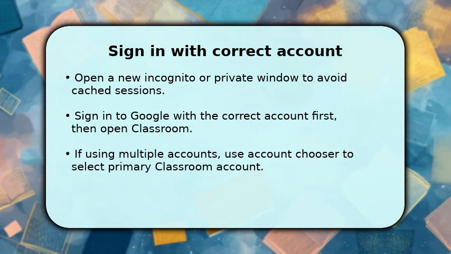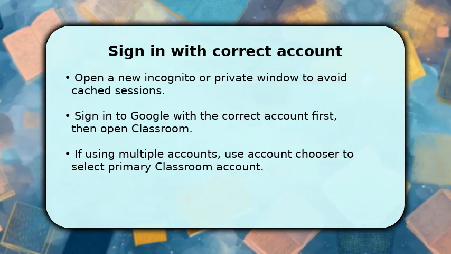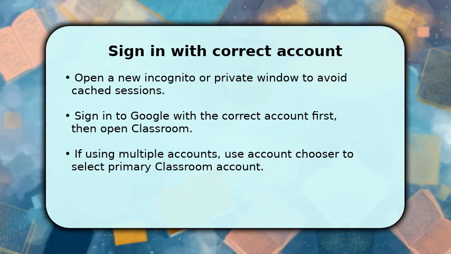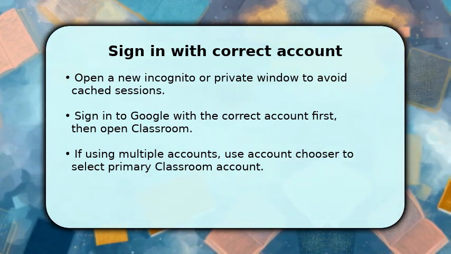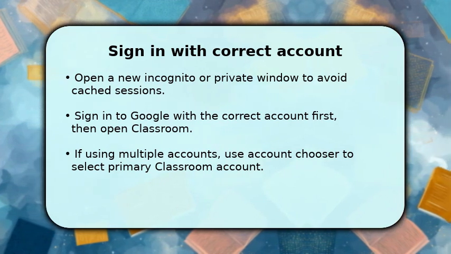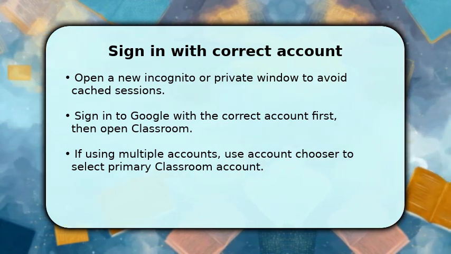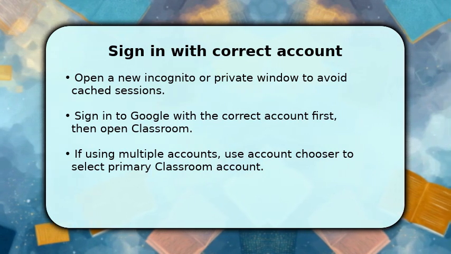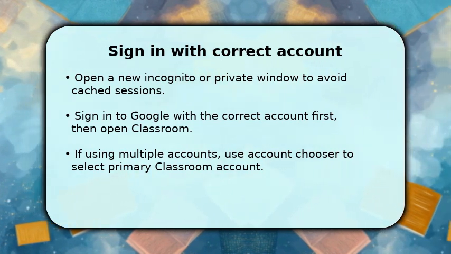Once signed in, navigate to Classroom.Google.com and confirm the correct profile appears. If you must keep multiple accounts, use the account chooser to explicitly pick the desired email and pin that tab or browser. Finish the process by validating access.